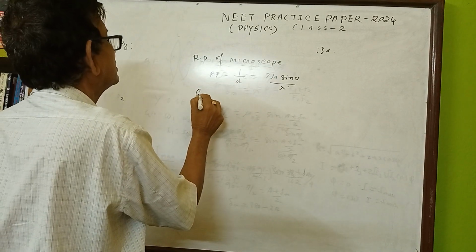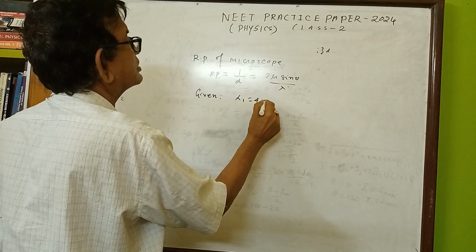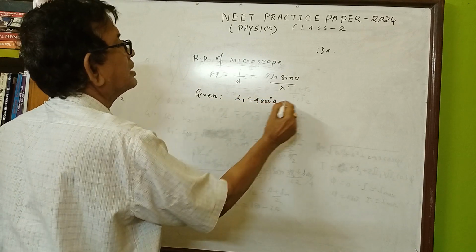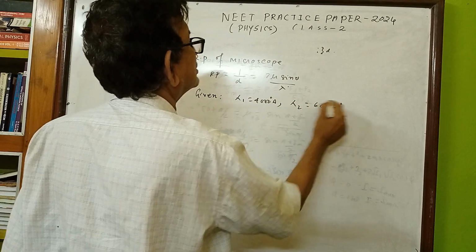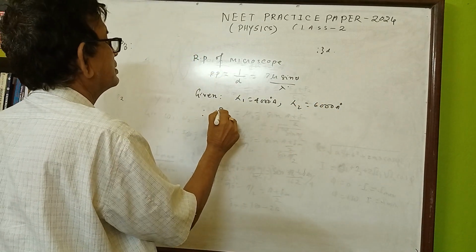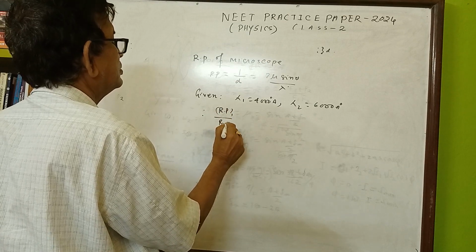What is given? Lambda 1 is 4000 angstrom, lambda 2 is 6000 angstrom. Then what is the ratio of the resolving powers?